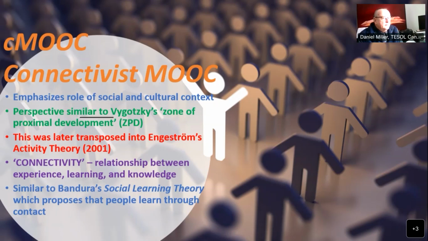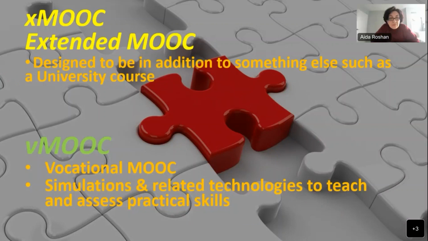Okay. And then there are the X MOOCs, the extended MOOCs. These are designed to be in addition to something else, such as a university course. So you might have a university course at University ABC or XYZ, and the professor of that university course might say that he or she has developed an extended MOOC course to go along with the university course offered in person, and you might be required to do the MOOC course as an extension as part of the actual university course.